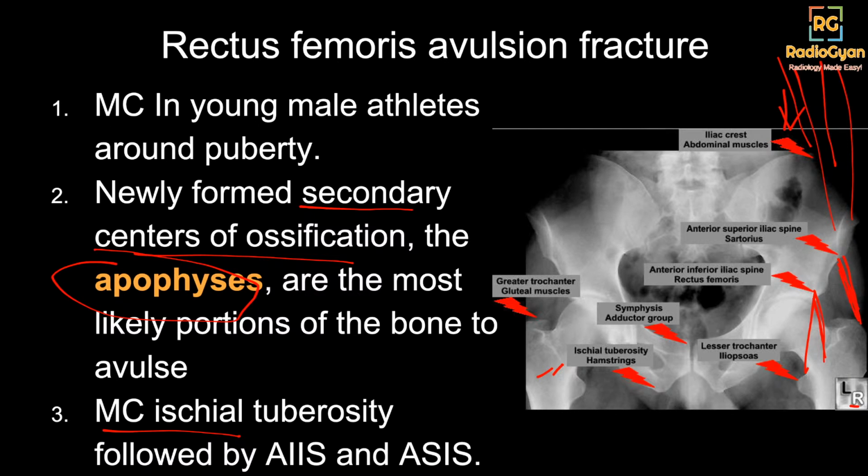The iliopsoas muscle attaches at the lesser trochanter. The adductor group of muscles attaches at the pubic symphysis, and the ischial tuberosity has the hamstrings, that's the biceps femoris, semimembranosus and semitendinosus, and finally the greater trochanter has the gluteal muscles attaching to it. So hopefully this is a good revision for you guys. Later you can come back and revise this slide. It's a nice slide which talks about all avulsion fractures and all muscle attachments to the pelvic bones.